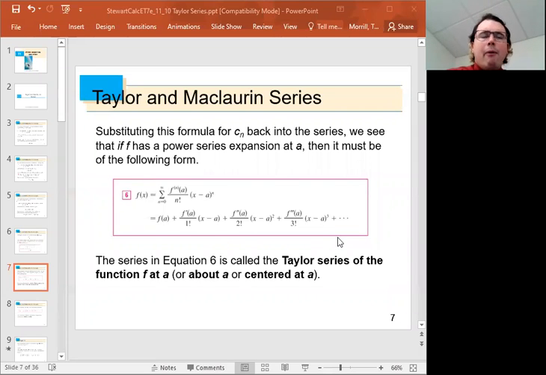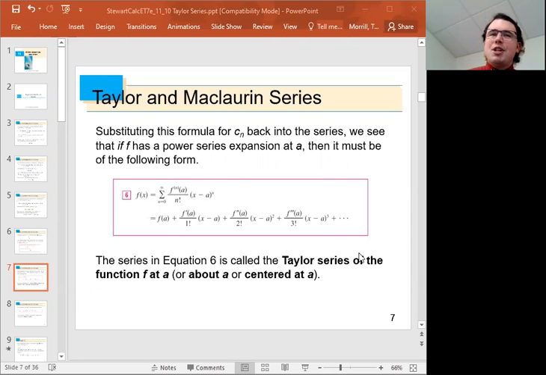Now that we know that the coefficients of a convergent power series are actually the derivatives of a certain function, the power series itself, evaluated at our centered value, A, there's a special name for this kind of power series, now that I know what those coefficients are. This is called a Taylor series.